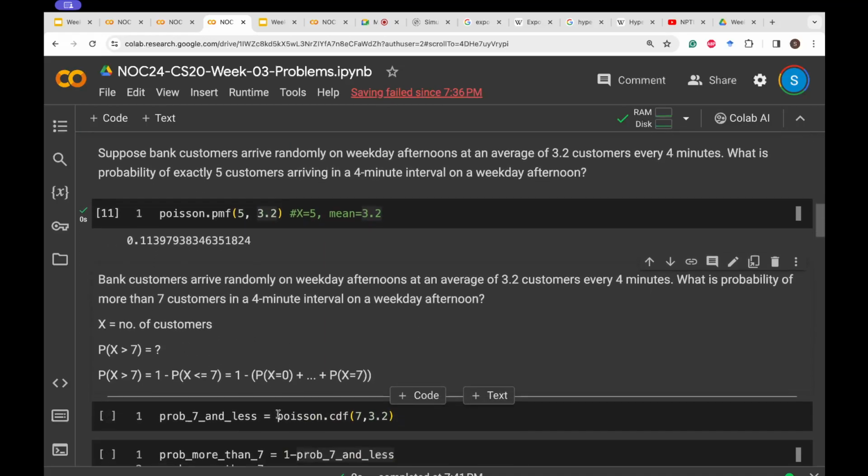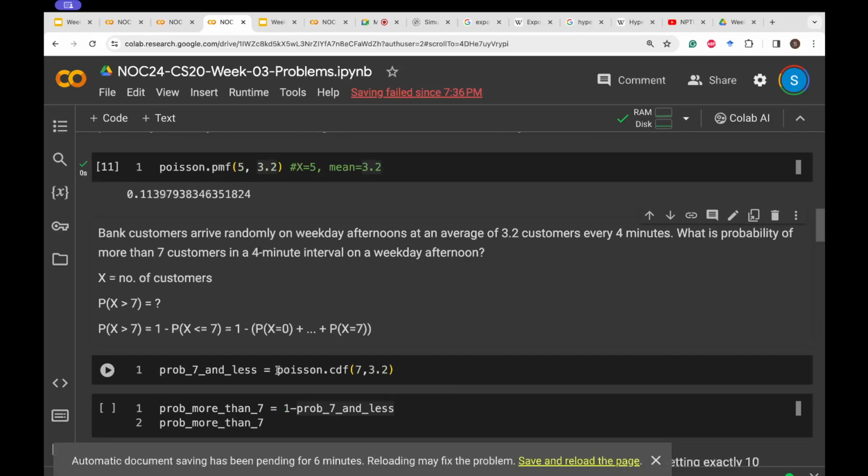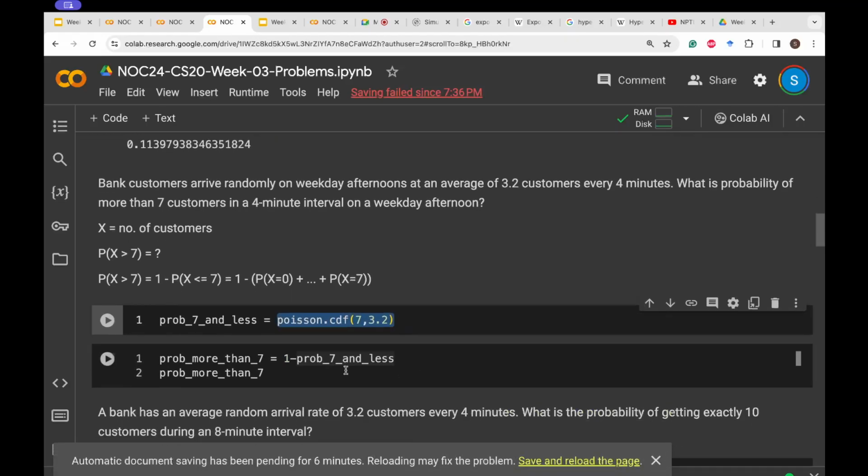Now, interesting part. Again, this is a cumulative thing. So bank customers arrive, same question, what is the probability of more than 7 customers in a 4-minute interval? More than 7 customers will be x greater than 7, which is equal to 1 minus x less than or equal to 7, which is 1 minus x equal to 0, and so on. So you can use this CDF over here. I have just assigned it to a variable, but you can simply write it like this: 1 minus.